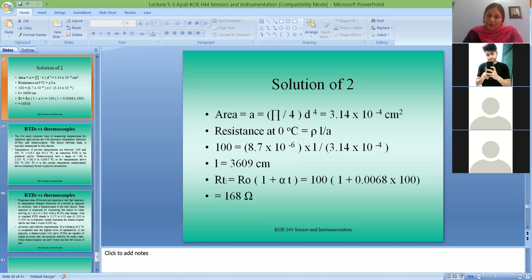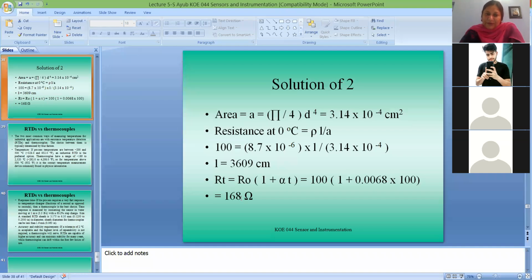Now you want to find out RT. RT is nothing but R0 into 1 plus alpha T. So 100 in bracket 1 plus 0.0068 multiplied by 100. Why multiplied by 100? Because it is asked you to find out at steaming point. Now what is your steaming point? That means T is nothing but 100 degrees Celsius. So how much is the resistance? It will come out to be 168 ohms.